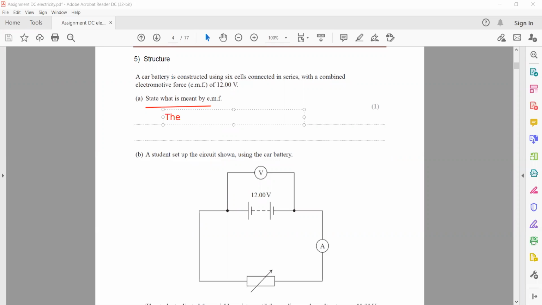So the work done to move, or moving, unit charge around the complete circuit. That is known as electromotive force or EMF.